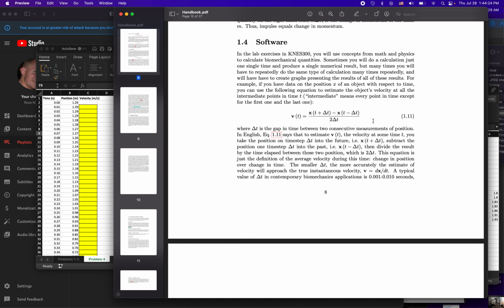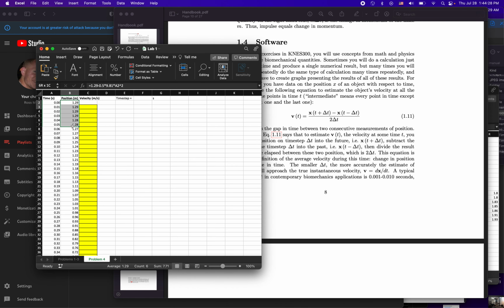And how do we do that? This is something we would do when we have a variable like position here in column B measured at a bunch of different intervals of time during a movement in column A there. And from that I can estimate the derivative of this variable with respect to this variable, which in this case would give me velocity. Velocity is the derivative of position with respect to time.